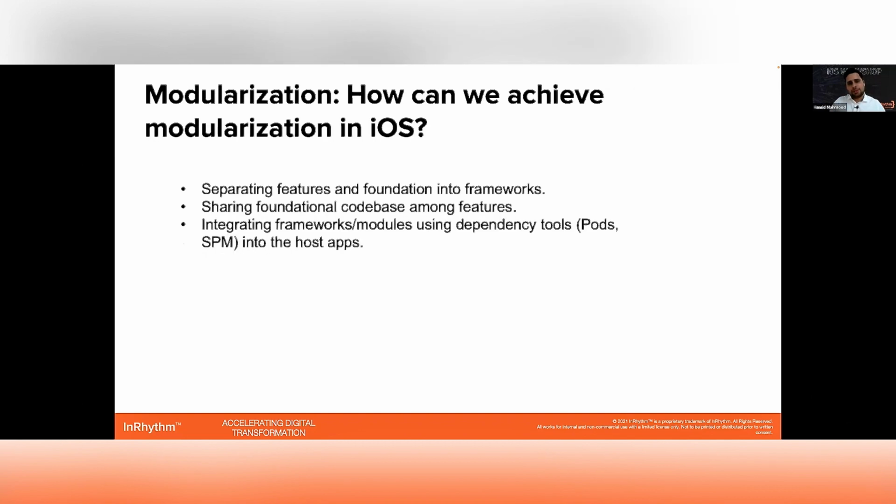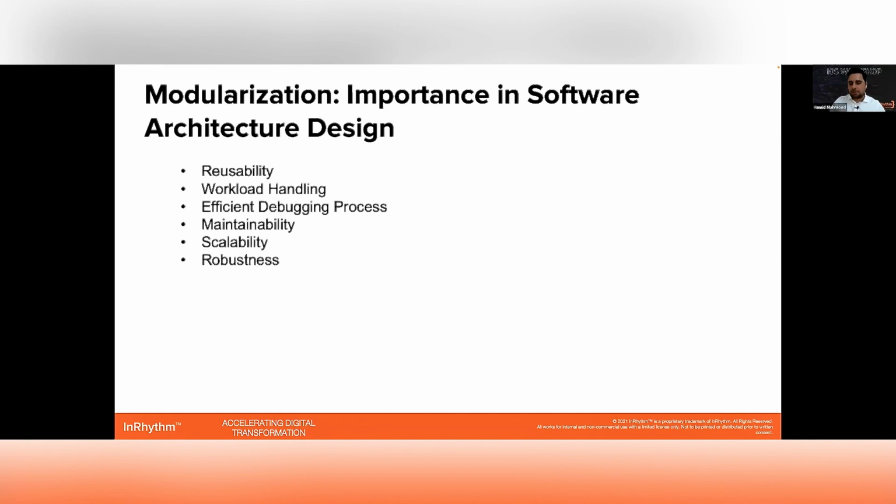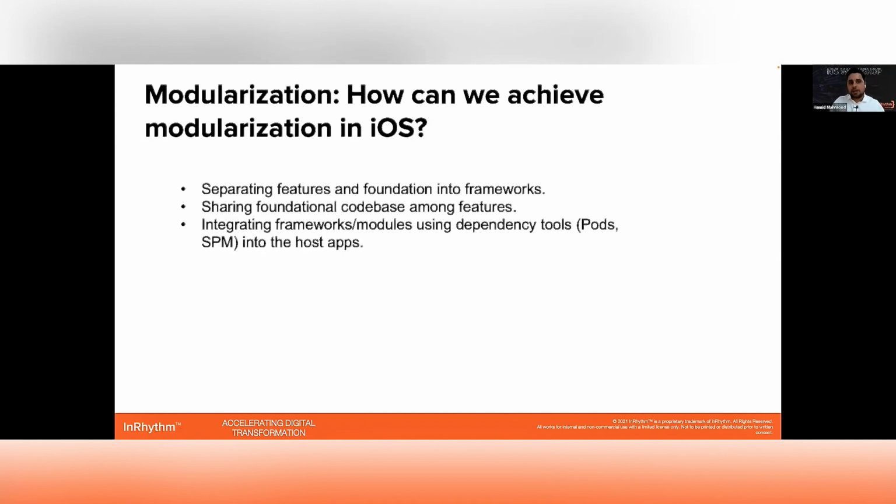Moving to how we can achieve it. I explained what modularization is and its importance in software architecture design, but how can we achieve it in iOS specifically? The common way to create modules of a system, when you have a system and requirements, the first thing you do is to architect that system. Once you architect that system into different modules, the next job is to create the modules. And that's something you technically do hands-on.